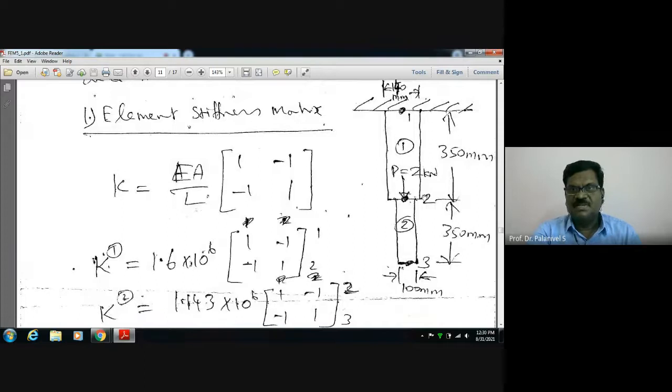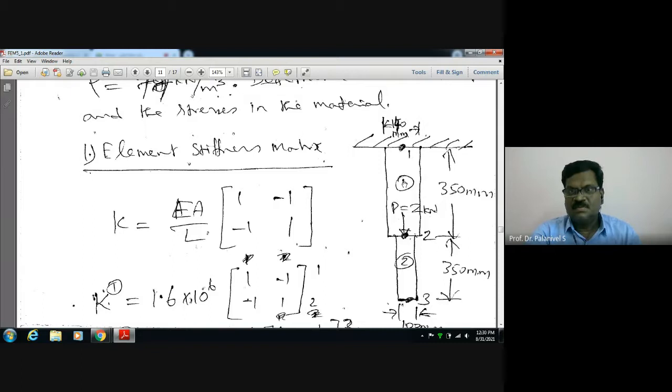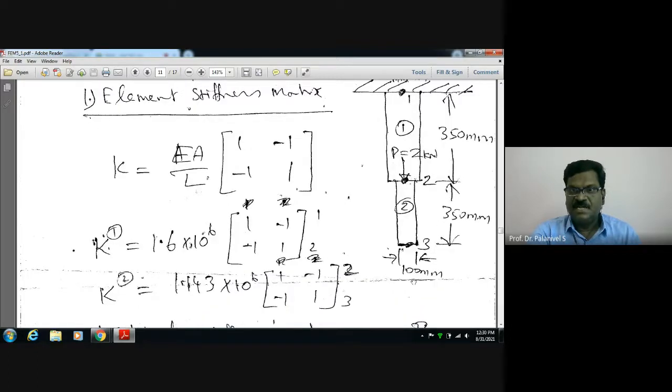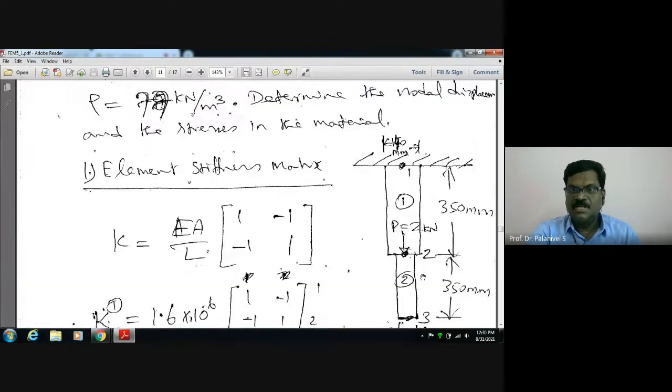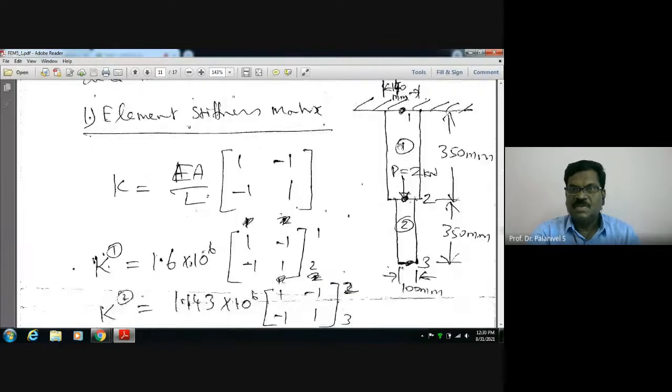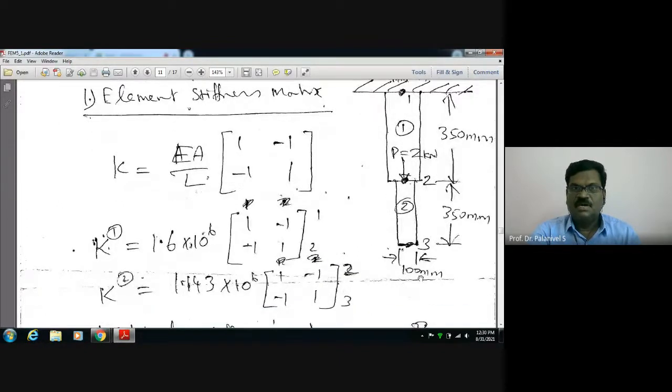A stepped prismatic bar is there. It is subject to a force of 2000 Newton, that is 2 kN, here. Now you have to discretize: element 1, element 2, nodes 1, 2, 3 written. 350 mm, 350 mm length. Area of cross section: this is 40 mm diameter, here 100 mm diameter, 100 mm diameter, and this is 140 mm diameter, 140 mm diameter, 100 mm diameter. And it is also given here.